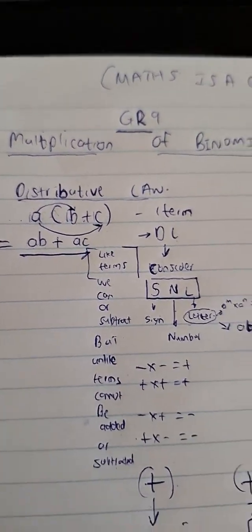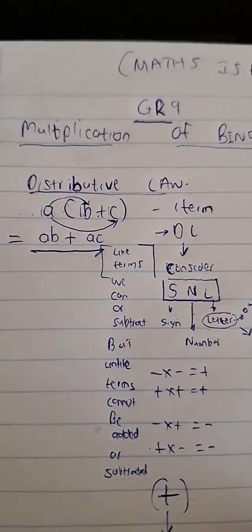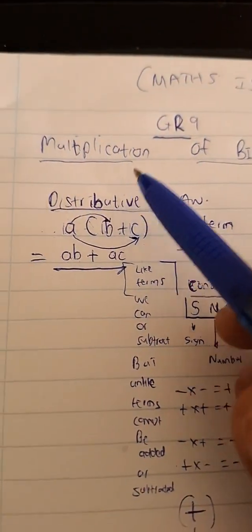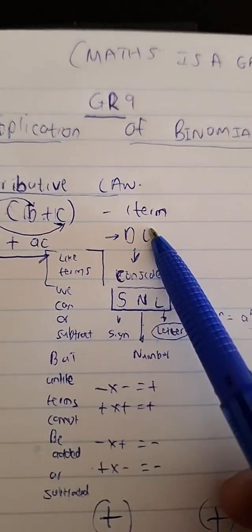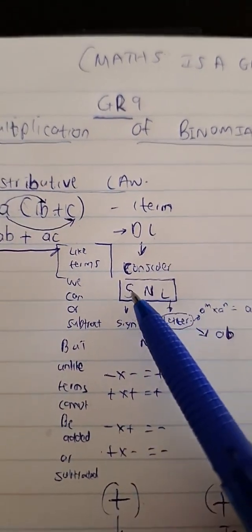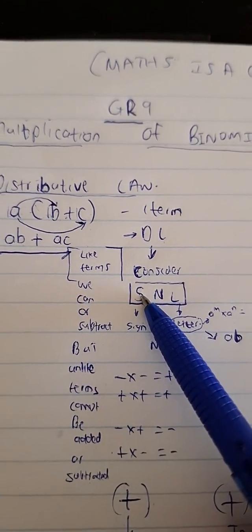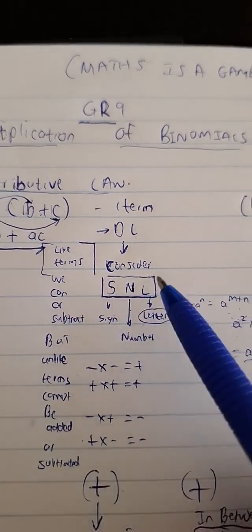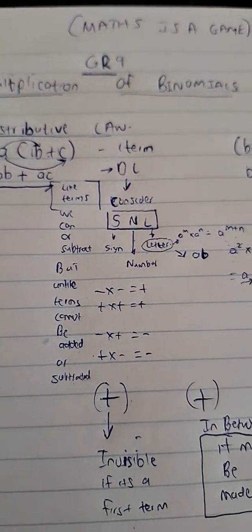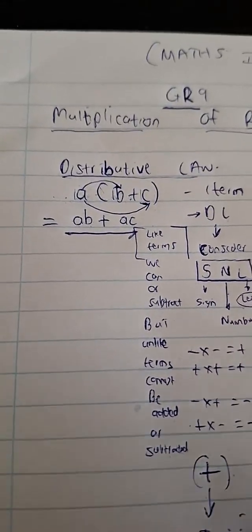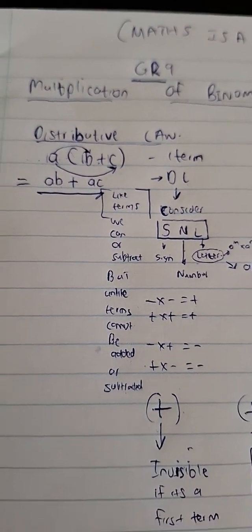Done, finished, dusted. Grade 9s, listen to me and listen to me well. Everything that comes after this is simply your application of the distributive law. When you distribute, make sure that the sign is taken into account, the number is taken into account, the letter is taken into account. And guys, it's as simple as that. We add like terms, we cannot add unlike terms.